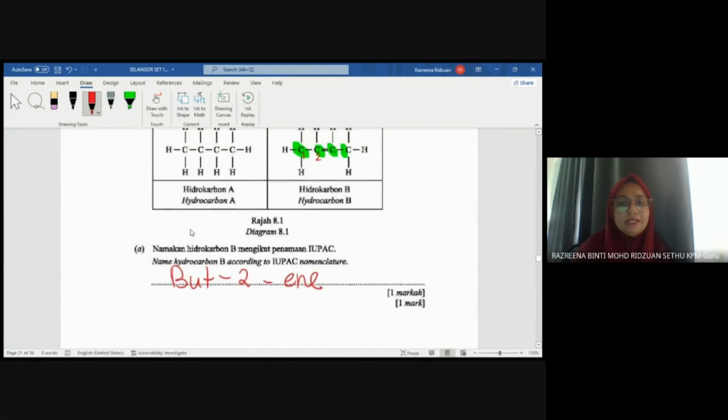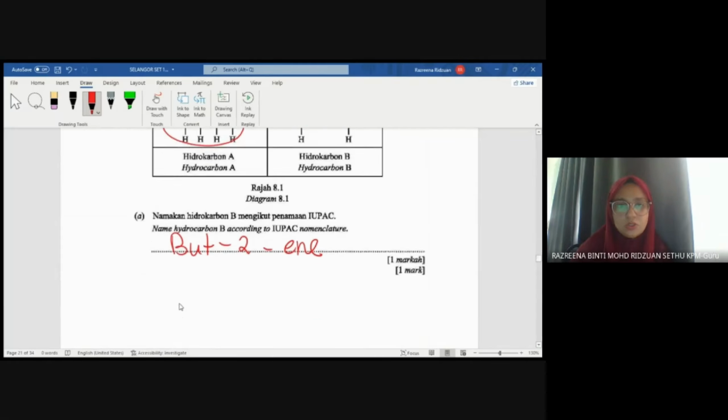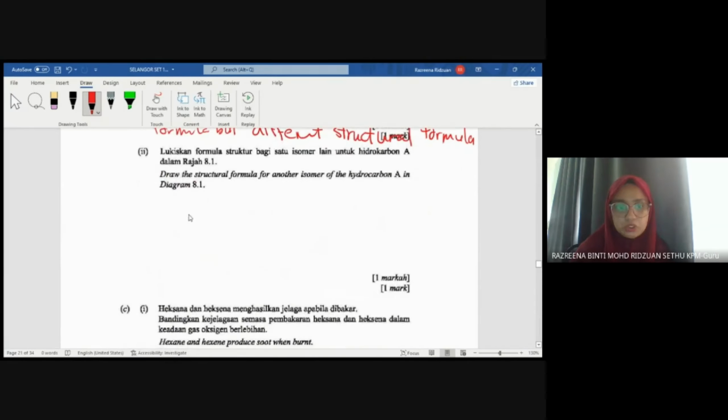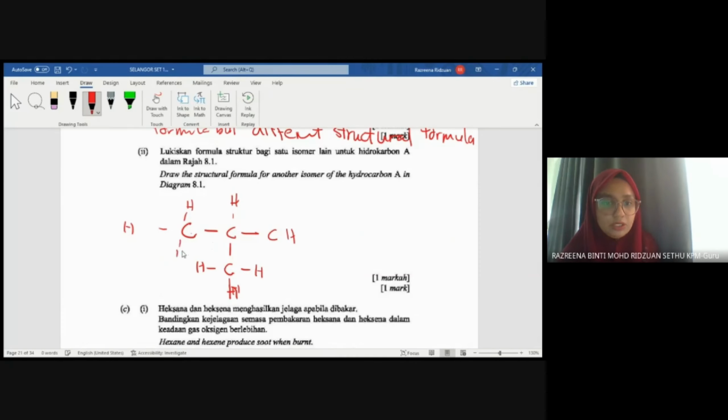So hydrocarbon A has 4 carbons. Since they do not have a double bond, you can shorten the longest chain and put a branch. And then you fill up all the hydrogens. So what is its name now? You don't need to write the name, but if they ask you what is the name, you can write down this is actually 2-methylpropane. They still have the same number of carbon and same number of hydrogen, but different structural formula.